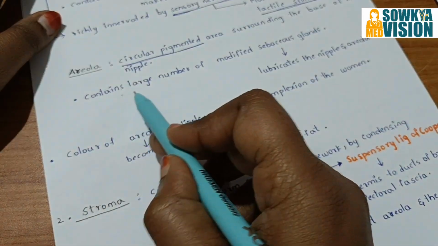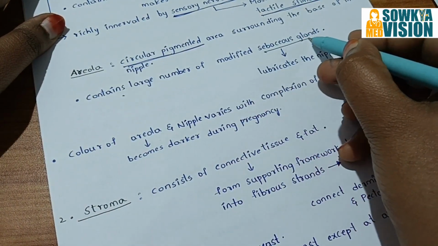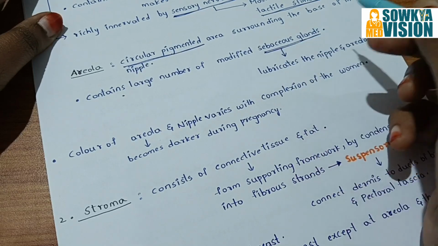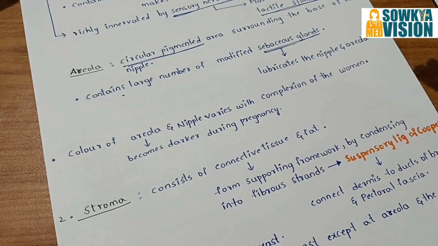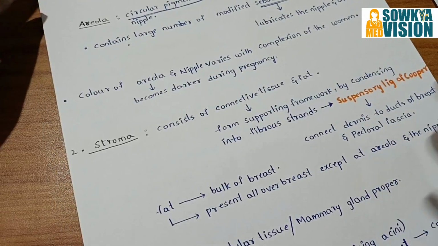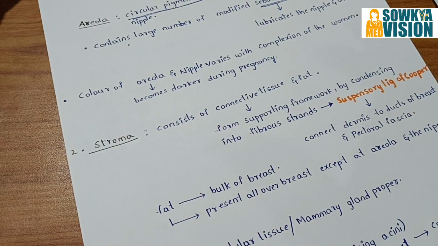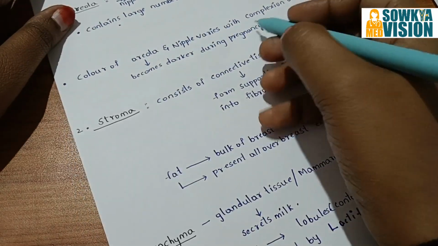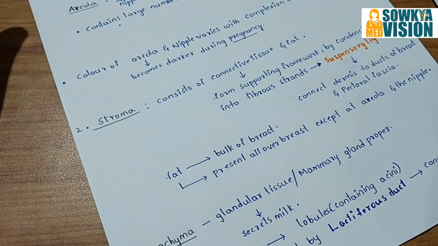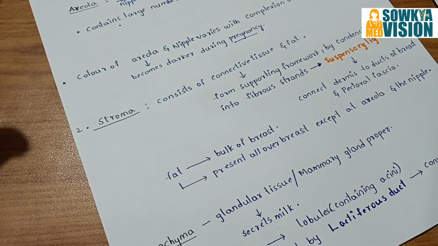The areola contains a large number of modified sebaceous glands. What is their function? It is to lubricate the nipple and areola. It doesn't allow the areola and nipple to dry and crack up. It always keeps them lubricated. The color of the areola and nipple varies with the complexion of the woman. During pregnancy, the areola and nipple become darker and the breast becomes enlarged.